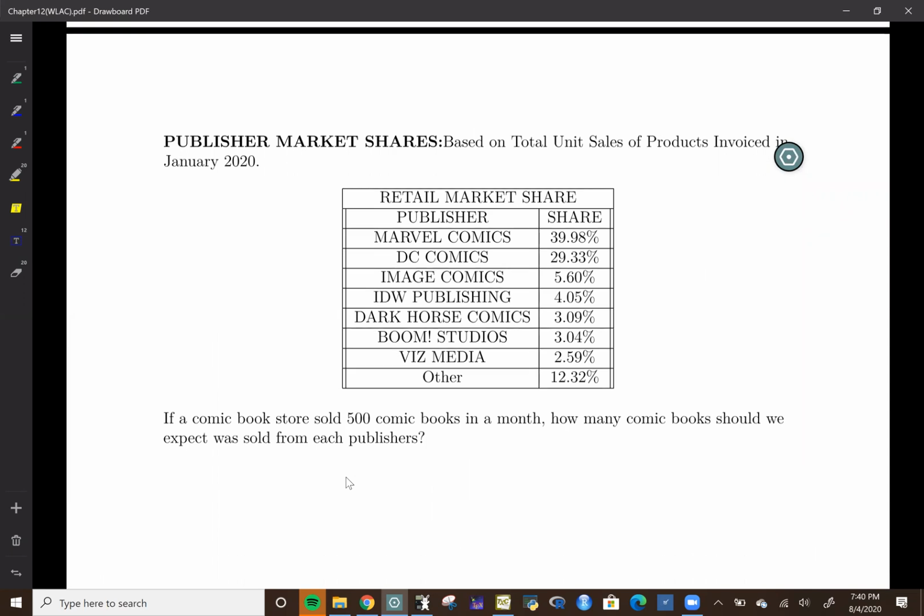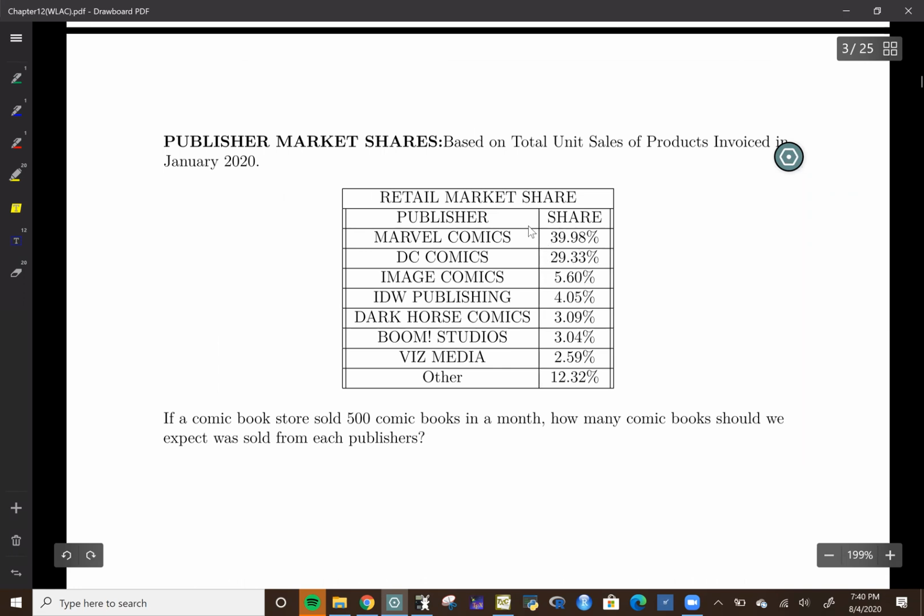All right, so we're gonna do this problem. This problem is for practicing how to find the expected value. This is the retail market share. Here are some of the publishers of different comic books: Marvel Comic, DC Comic, Image Comic, IDW Publishing, Dark Horse Comics, and so forth. If you look right here, it tells how much percent of the share they have.